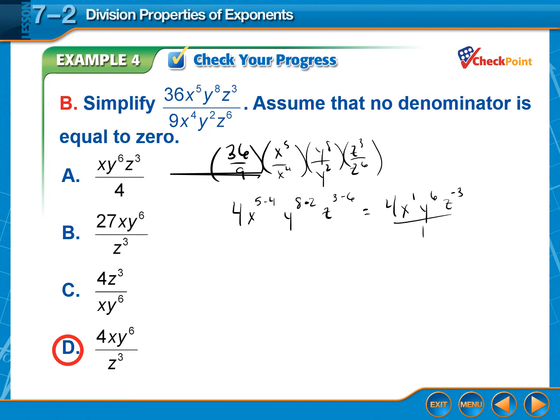Right? So if this whole thing is over 1, if I want to make z to the negative 3rd positive, that's my only negative exponent, I need to make it positive, I need to move it down to the denominator. So it simplifies to 4xy to the 6th over z to the 3rd power.